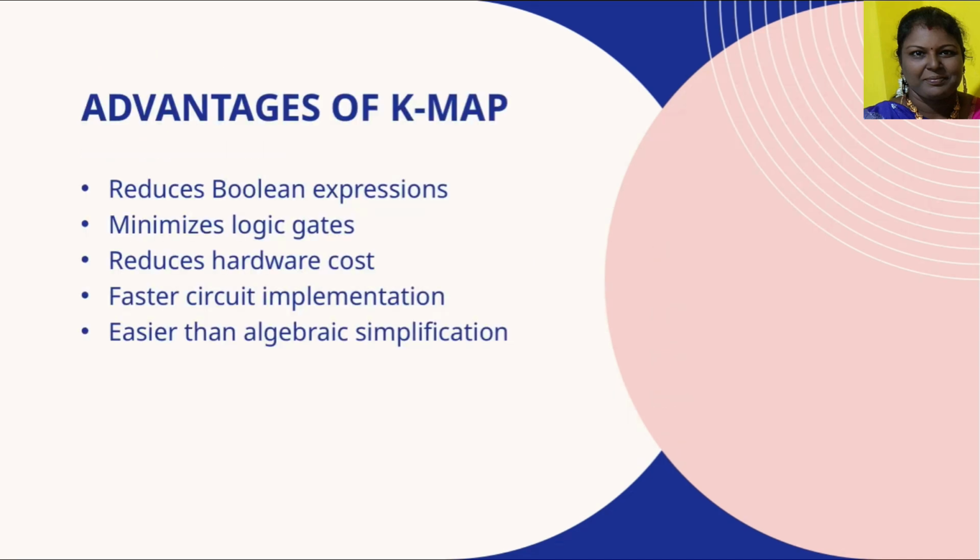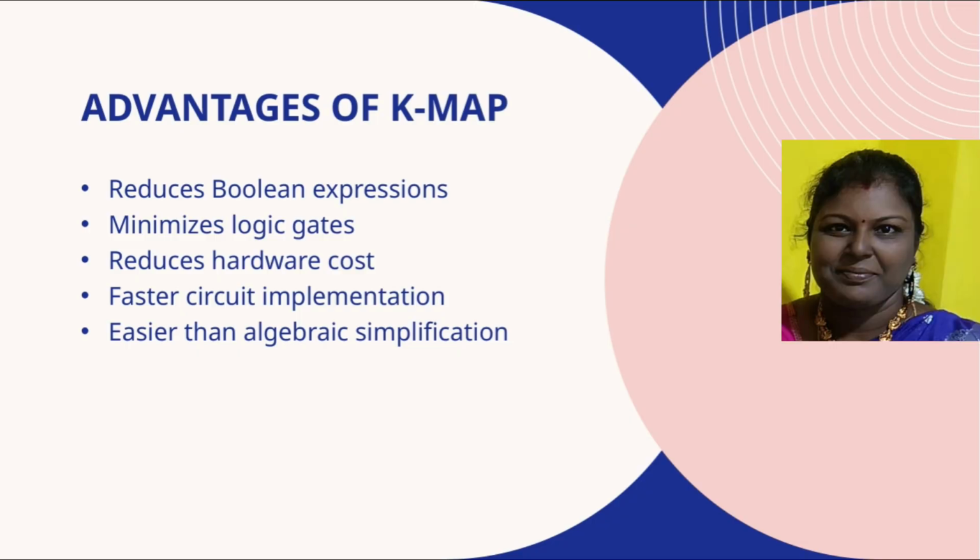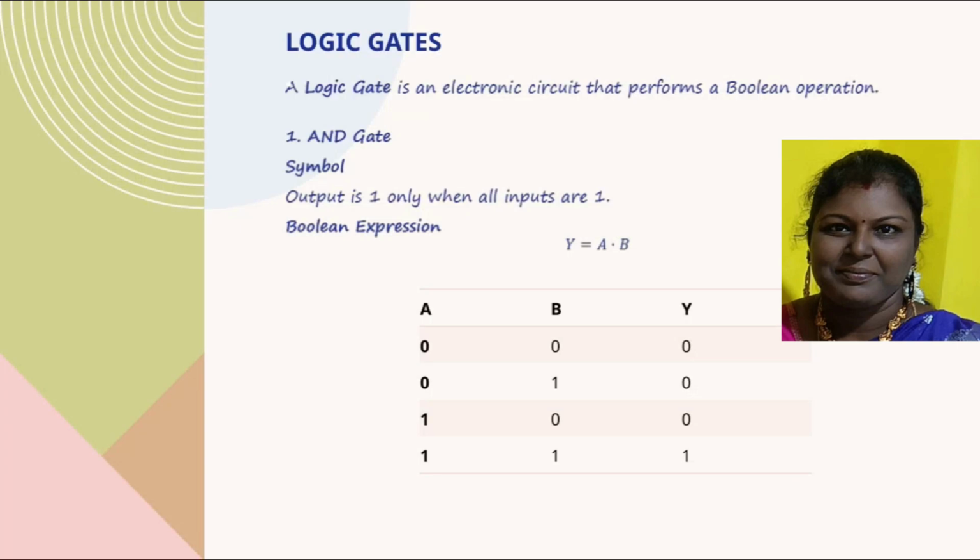Carnot maps help us simplify Boolean expressions in a way that's more intuitive than traditional algebra. By minimizing the number of logic gates needed, they directly cut down hardware costs. This means circuits can be built faster and more efficiently. Overall, K-maps make the whole process of circuit design smoother and less error-prone, a real advantage when speed and cost matter.